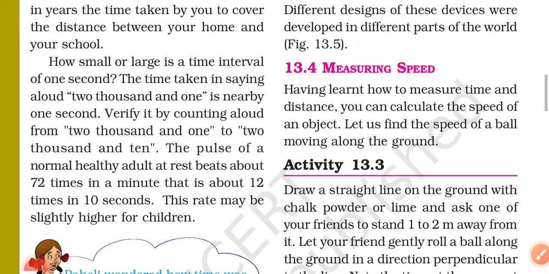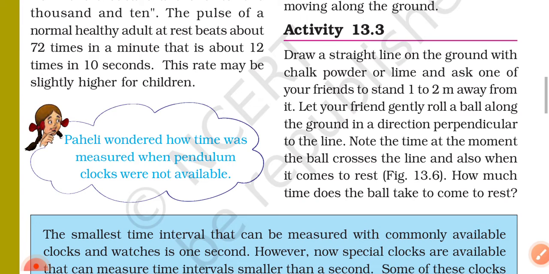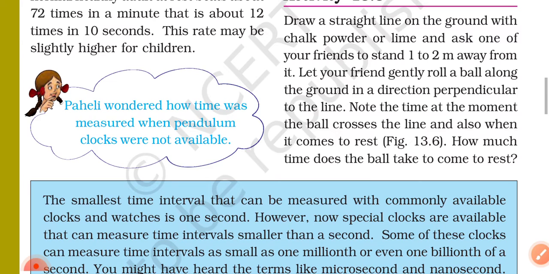Having learned how to measure time and distance, you can calculate the speed of an object. Let us find the speed of a ball moving along the ground. Activity 13.3. Draw a straight line on the ground with chalk powder or lime and ask one of your friends to stand 1 to 2 meters away from it. Let your friend gently roll a ball along the ground in a direction perpendicular to the line. Note the time at the moment the ball crosses the line and also when it comes to rest. How much time does the ball take to come to rest?